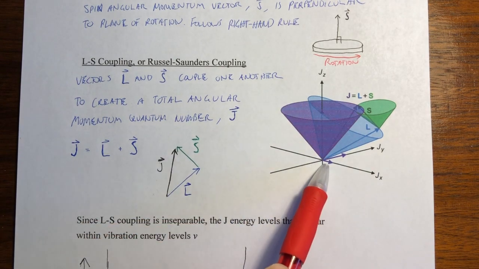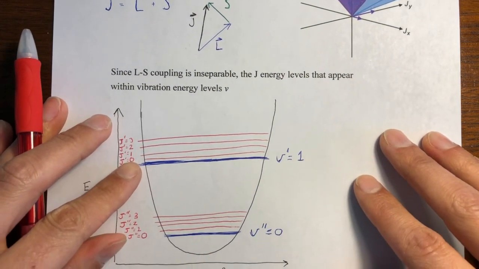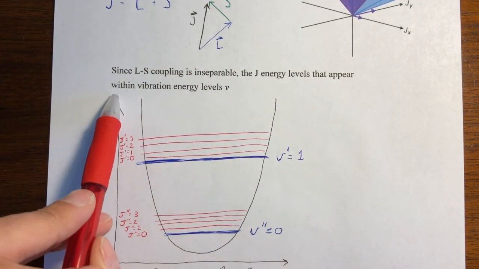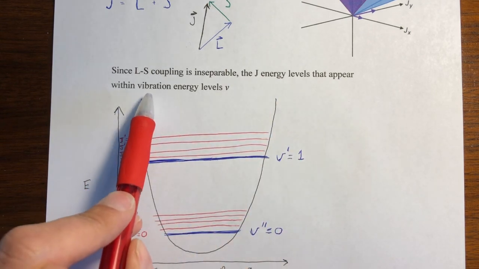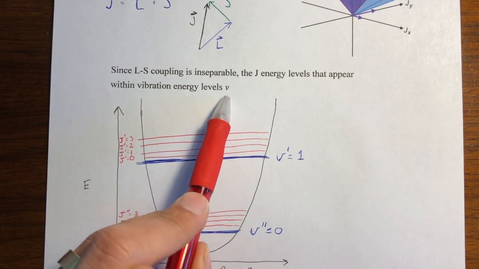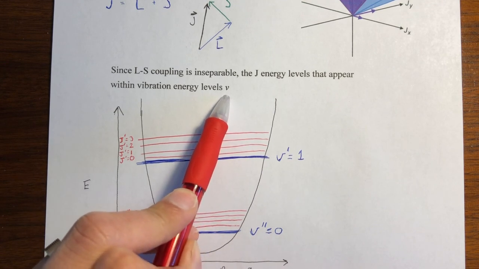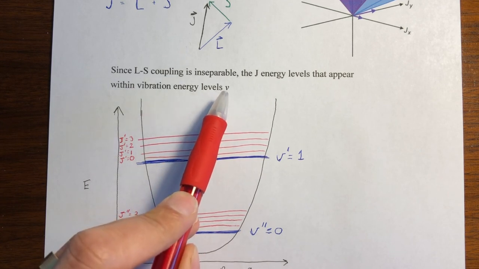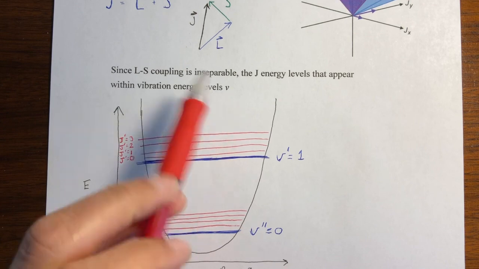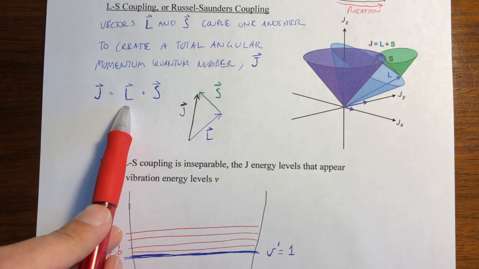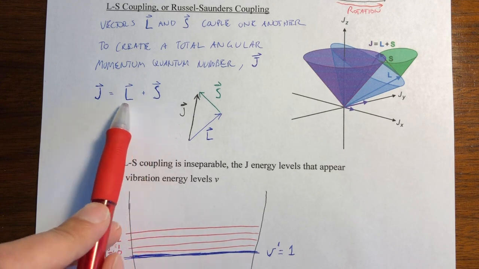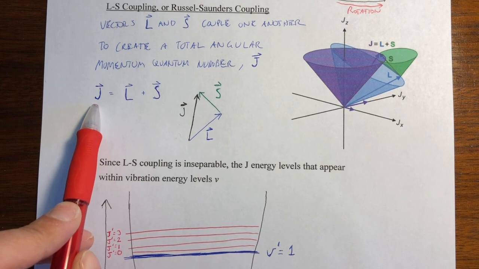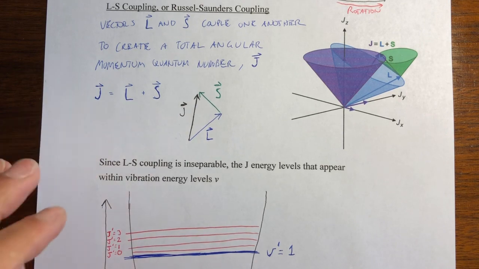Since LS coupling is inseparable, it is J energy levels that appear within the vibrational energy levels. So inside the simple harmonic oscillator levels, nu 0, nu 1, we have our rigid rotor energy levels, but our rigid rotor energy levels are not just our angular momentum. We also have to incorporate spin, since those two are connected with one another. And so our energy levels are actually described by J states for rotational spectroscopy.